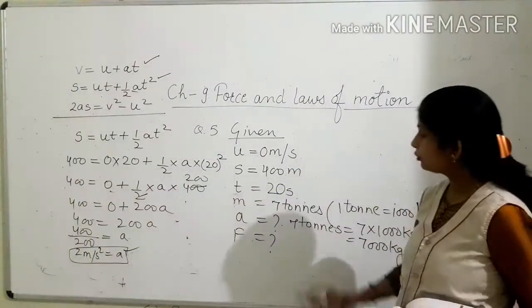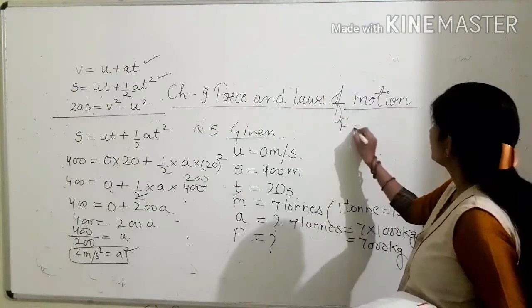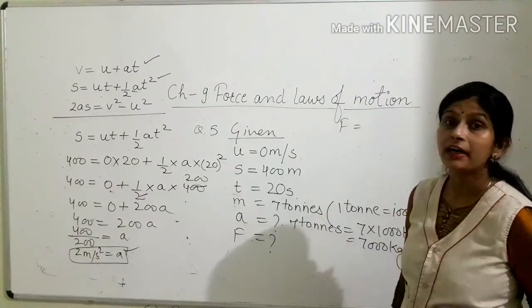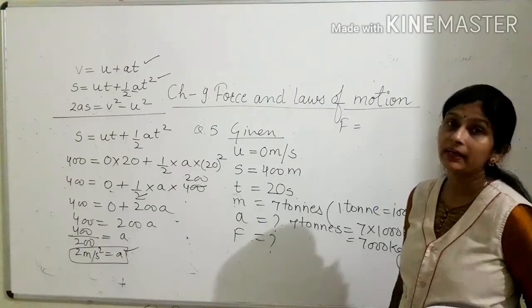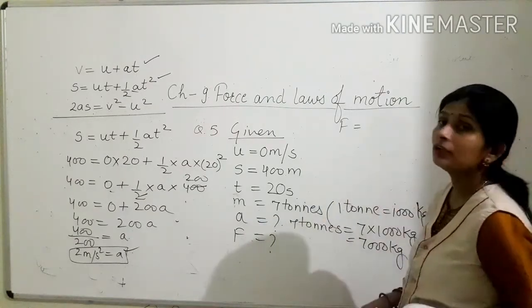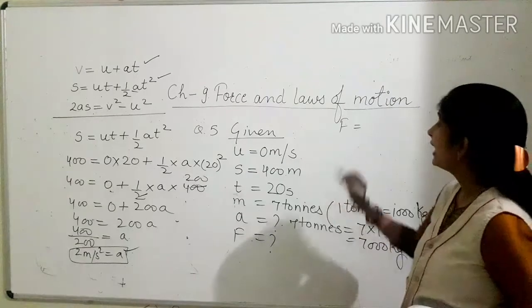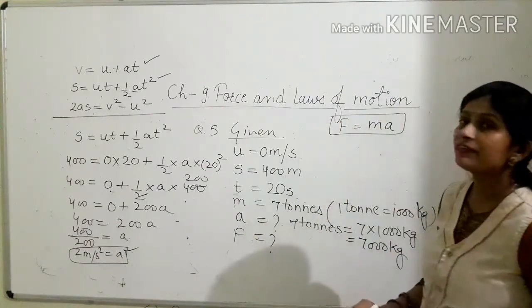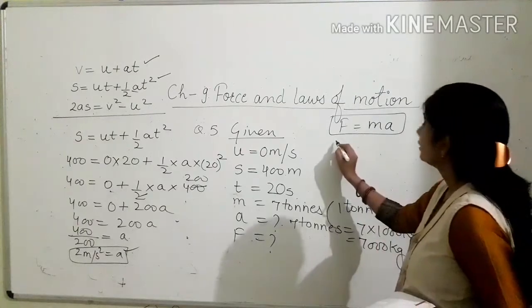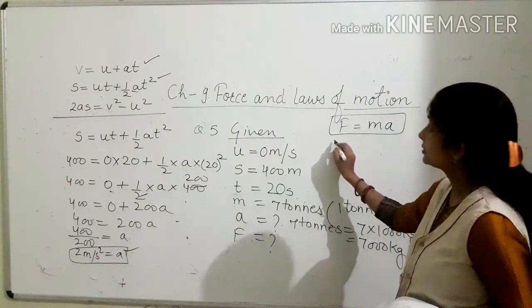Now find out the force. According to the second law of motion, when we derive the second law of motion mathematically, we get an equation for F, that is F is equal to ma. So apply this equation, F is equal to ma. We can find F, force.